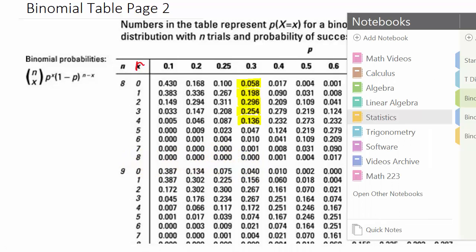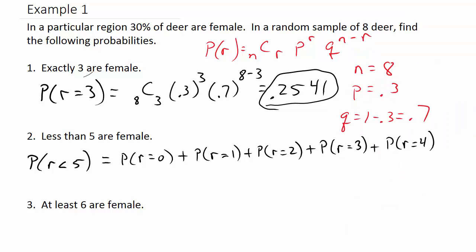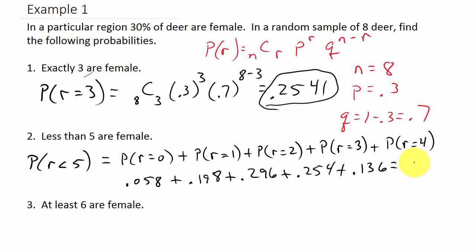So let's go back to our problem. And so remember, for r equals 0, that was 0.058 plus, and then when r is 1, 0.198 plus, and then when r was 2 was 0.296 plus, when r was 3 was 0.254 plus, and when r was 4, 0.136. And then we'll add all of these up and we get 0.942 is our probability.